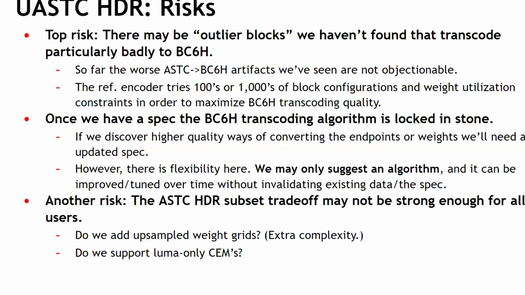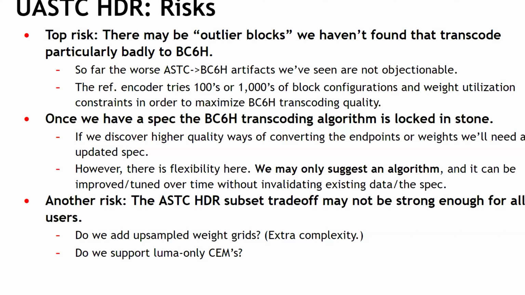So in terms of risks, because we're going through a standardization process, I just want to be upfront about the risks here. In our world, we analyze millions and millions of different blocks to see what the quality is like in ASTC and BC6H, and there's always a possibility that there are outlier blocks that encode well to our subset of ASTC, but could have excessive artifacts in BC6H.